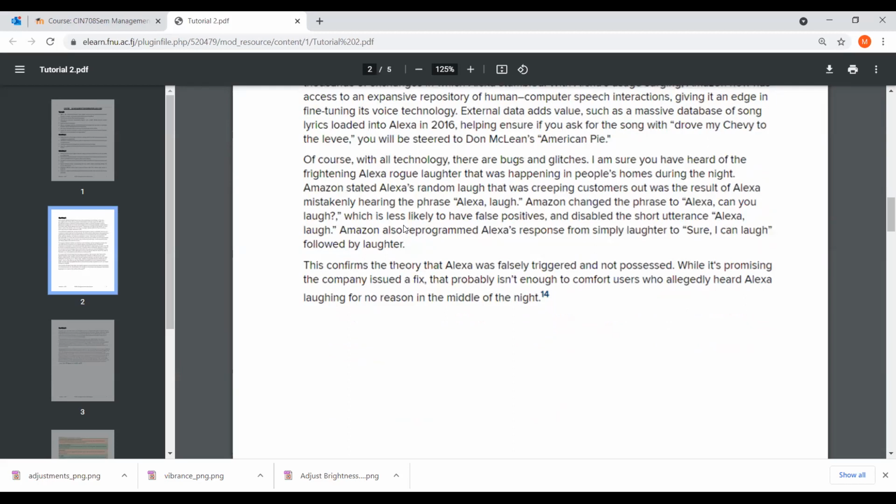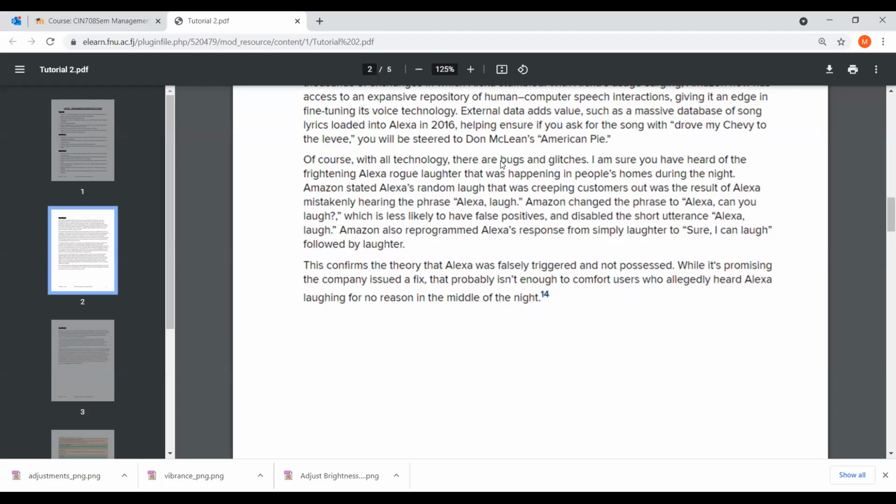I'm sure you've heard of the frightening Alexa rogue laughter that was happening in people's homes during the night. Let's pause. Machines and technology all have faults. When we have problems and faults in programming, we call them bugs. Bugs does not literally mean an insect in the machine. In IT terms, it means there is a programming error somewhere.